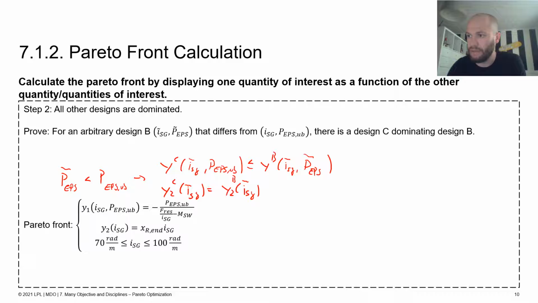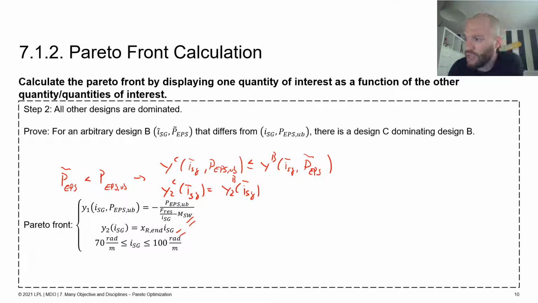set up the Pareto front. So here we have the formulas for it. So this is the formula for the first quantity of interest, and this is the formula for the second quantity of interest. And what we do now is we can now insert the one equation into the other to have, like, what was the initial idea, so to calculate the Pareto front by displaying one quantity of interest as a function of the other one.